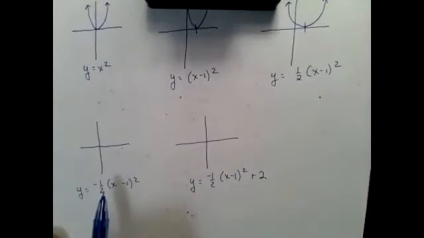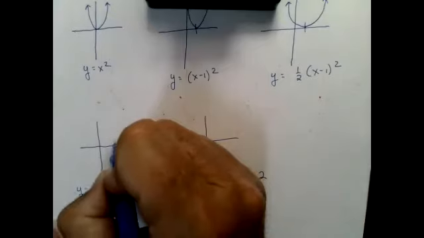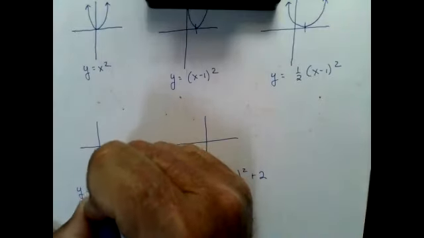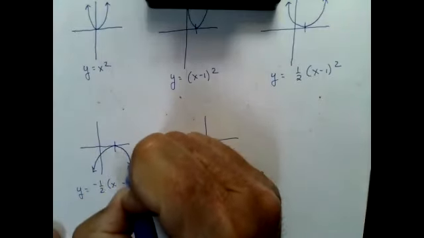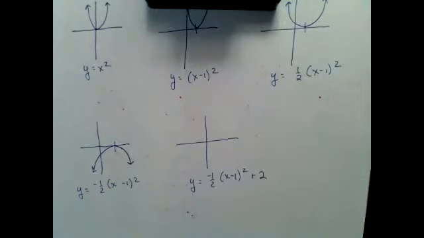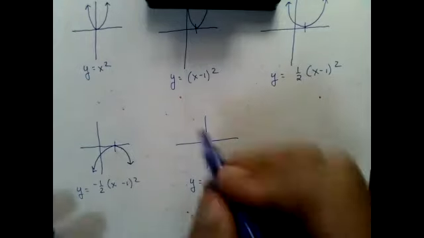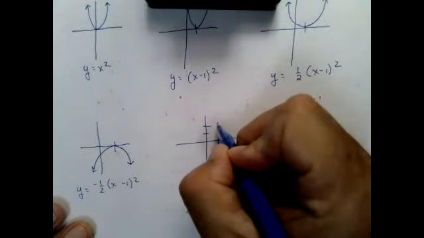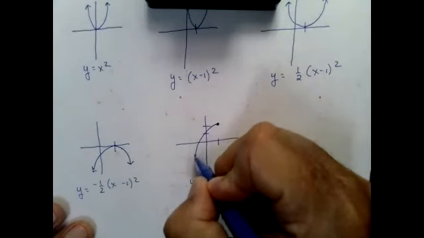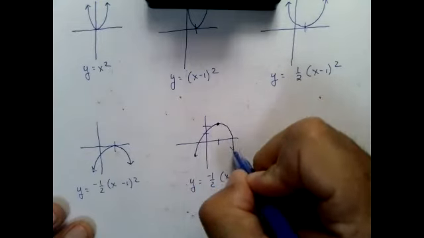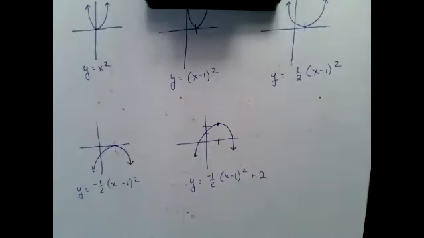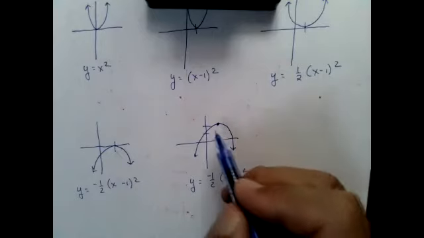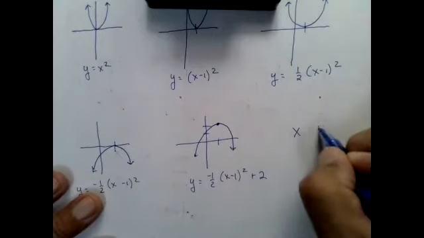Now I have another graph for the negative. So I'm going to come to 1, and now I'm going to flip it, keeping it wide. And last but not least, up 2. Okay. If I really wanted to, I could find some points here. Here's some points I would find.